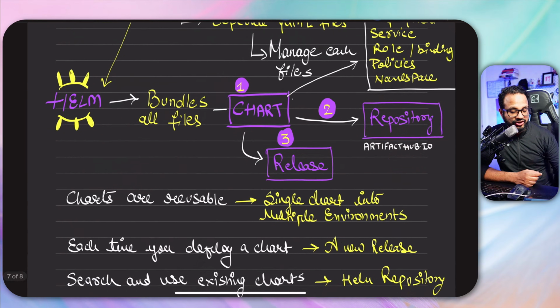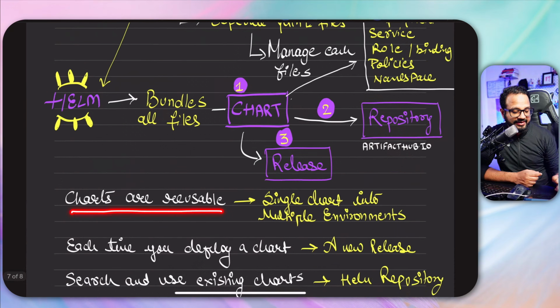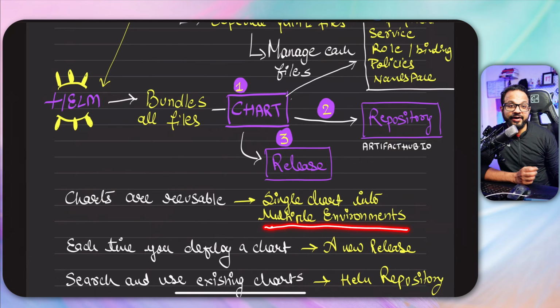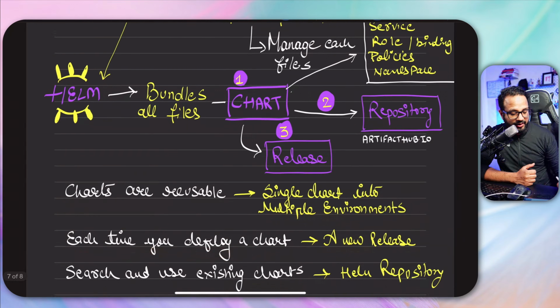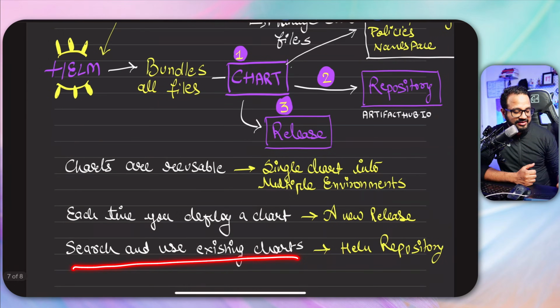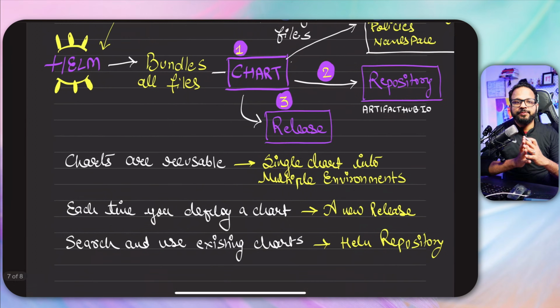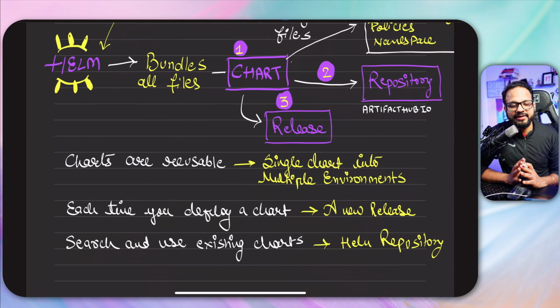Charts are reusable. That means a single chart can be deployed into multiple environments, and each time you deploy a chart, a new release is created. You can search and use existing charts from the Helm repository. That's the main theory part of what Helm is, how it works, and its different components. Now let's dig into the demo and see it in action.